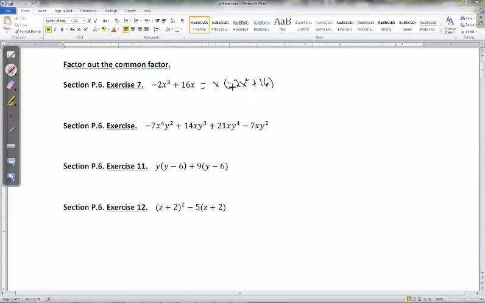Now that's not all I can pull out. There's also a 2. And I can pull out a 2 or a negative 2. It doesn't really matter. I think I will pull out a negative 2. So now I have negative 2x on the front. And divide negative 2 from the negative 2x squared, and you'll get just x squared. Divide negative 2 out of the 16, you'll get minus 8. And we've pulled out the common factor.